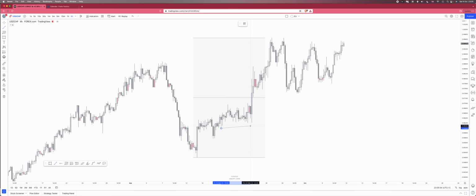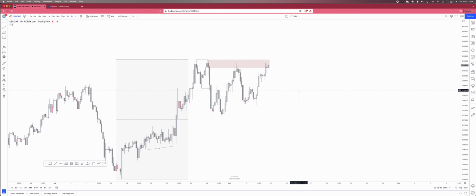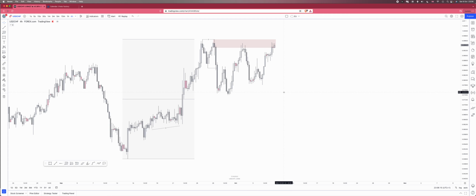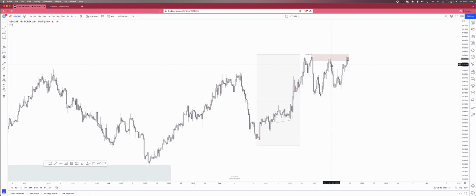On the 4 hour, this is just liquidity. And then on the 4 hour, we have had an internal shift. Did we sweep these highs? Let's see. Nope, this is just liquidity waiting to be swept. I wouldn't look for buys. I wouldn't look for sells because we're in a bullish leg.